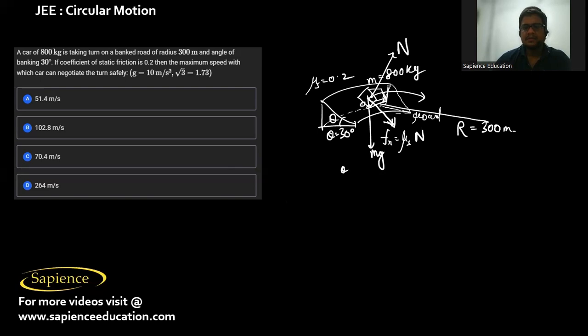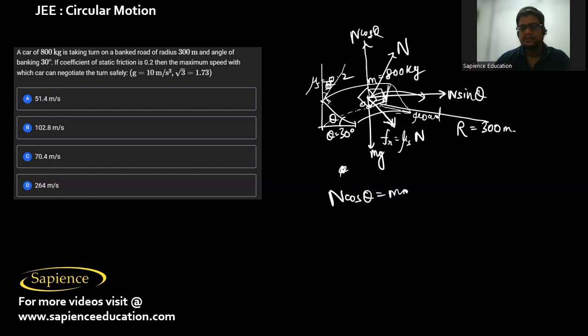So we can take this angle, this is 90 degree. Now this is 60 degree. So this is also will be 30 degree. This will be also angle theta. This is 90 minus theta. This will be theta. So this will be N cos theta. This will be N sin theta. So from here you can say N cos theta will be equal to mg.